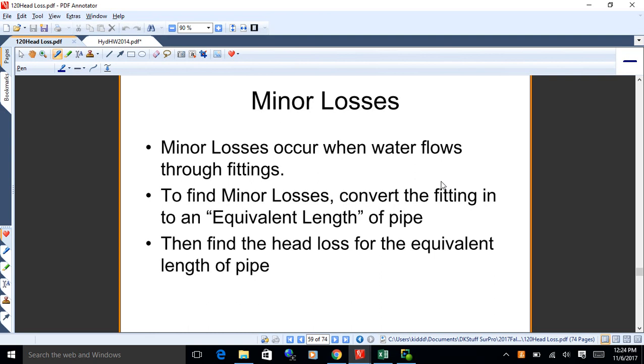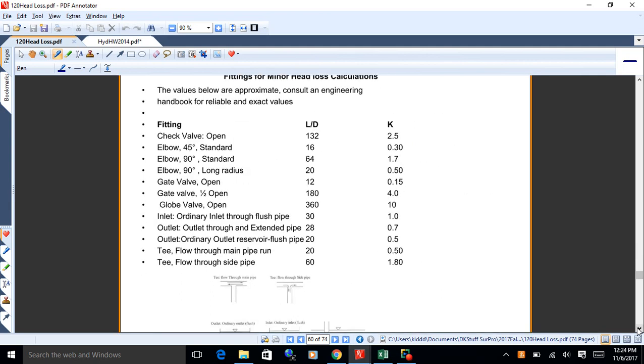What you do there is convert the fitting into what they call an equivalent length of pipe. So essentially you're saying this bend in the pipe has the same head loss as 30 feet of pipe, and then you find the head loss for 30 feet of pipe. So you just convert the fitting into an equivalent length of pipe, and then find the head loss for that length of pipe. That's how this method works.